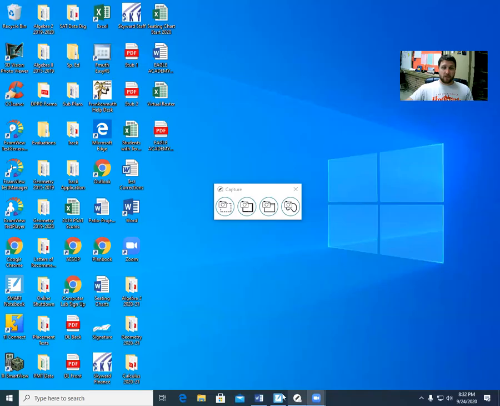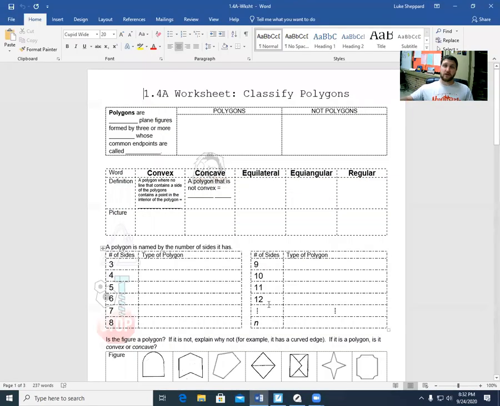So what I'm going to do is share my screen. And I'm going to pull up the worksheet that you guys will see on Google Classroom. This worksheet is the one that I want you to be working on today and tomorrow, as well as over the weekend. Actually, I guess tomorrow is the weekend for a lot of you.